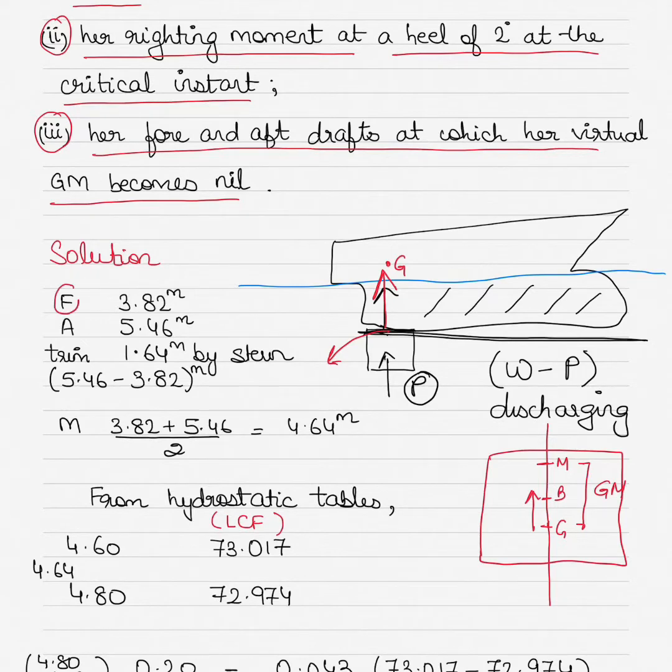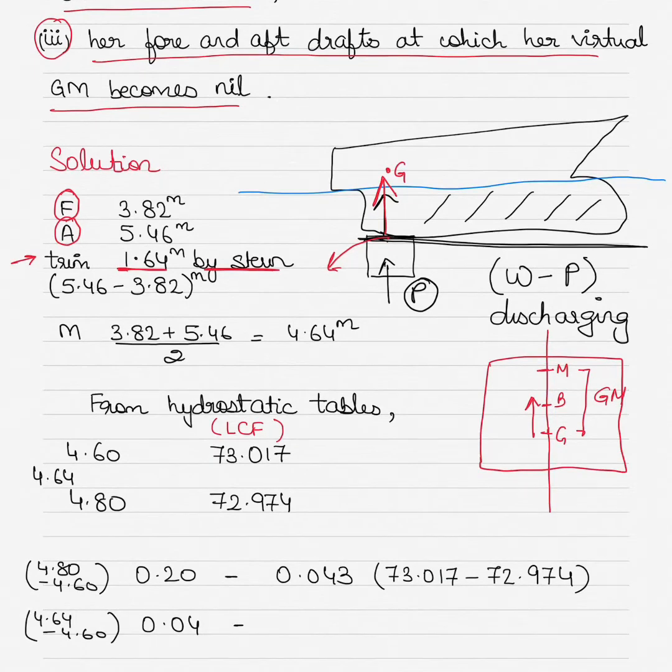So if you see here, you have been given the forward draft and the aft draft, which is 3.82 meters and 5.46 meters. Now first thing you do is you calculate the trim. The trim is always calculated by subtracting the smaller draft from the larger draft. So you get 1.64 meters, because 1.64 is equal to 5.46 minus 3.82. So I have subtracted the forward draft from the aft draft. Now because the aft draft is more, we say the trim is by stern. The vessel is trimmed by stern, 1.64 meters.